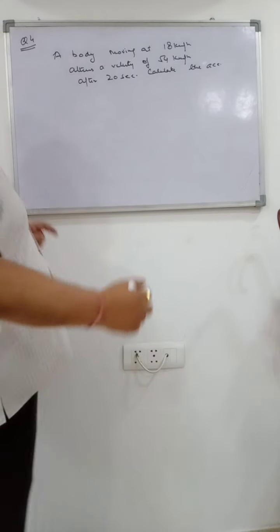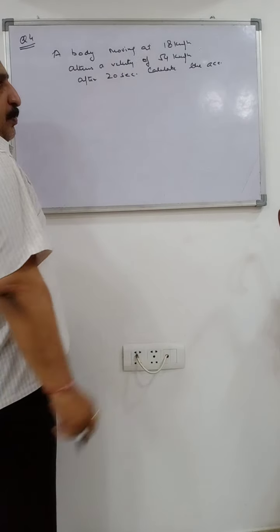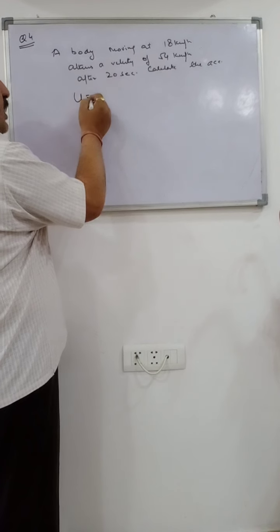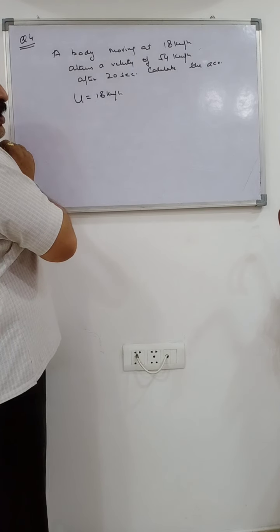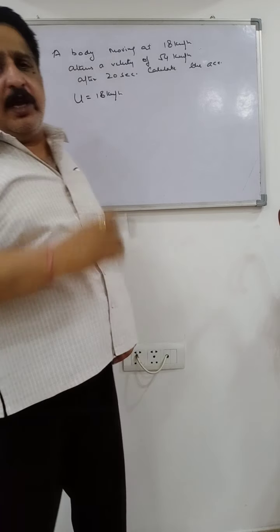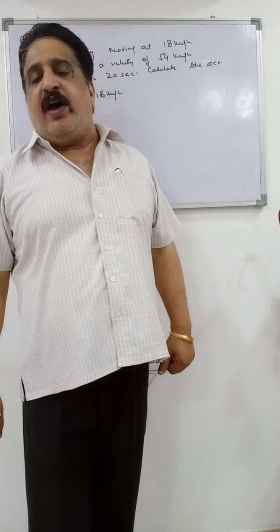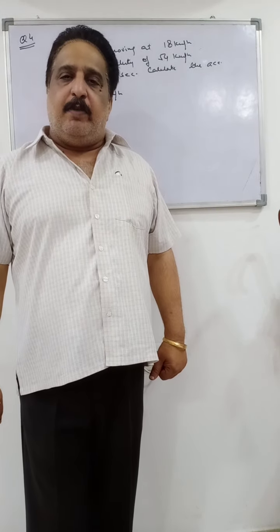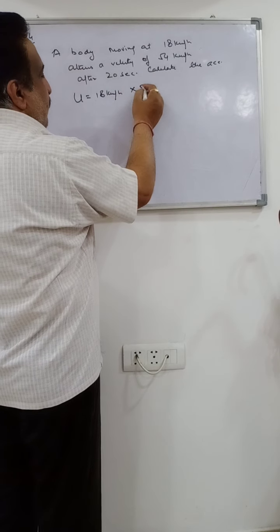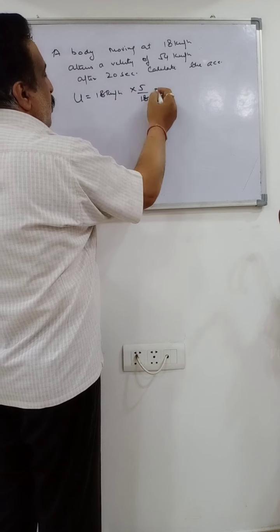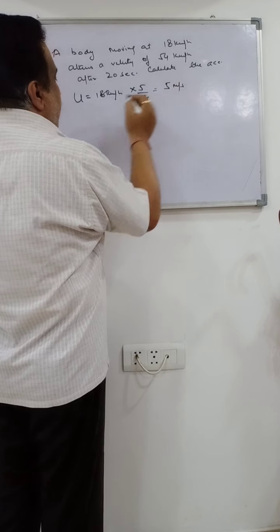Now see, the body is moving at 18 km per hour. That means initial velocity is 18 km per hour. How do you convert kilometer per hour into meter per second? By multiplying by 5 by 18. If you multiply this by 5 by 18, you get 5 meter per second.